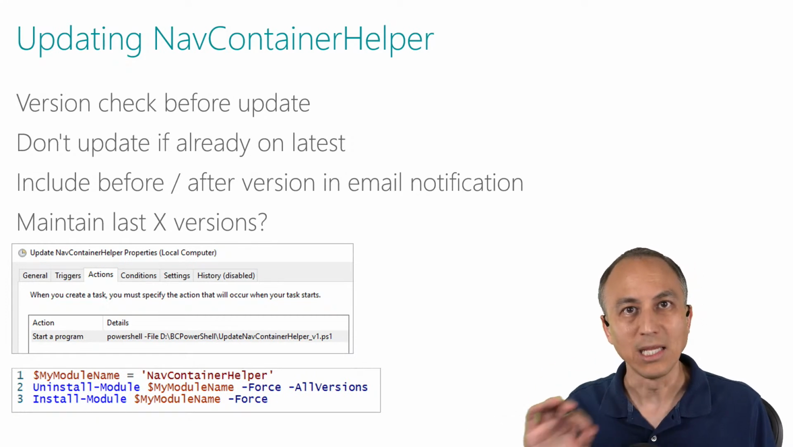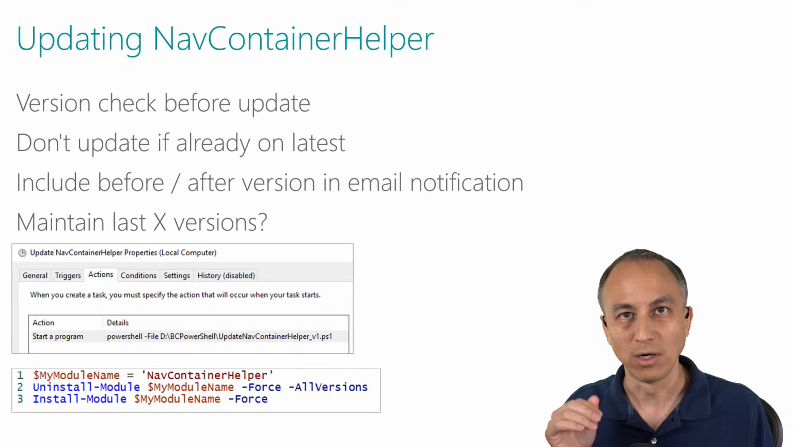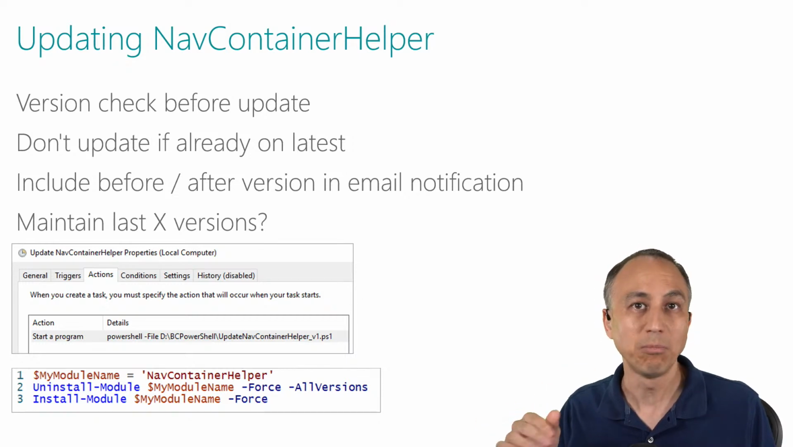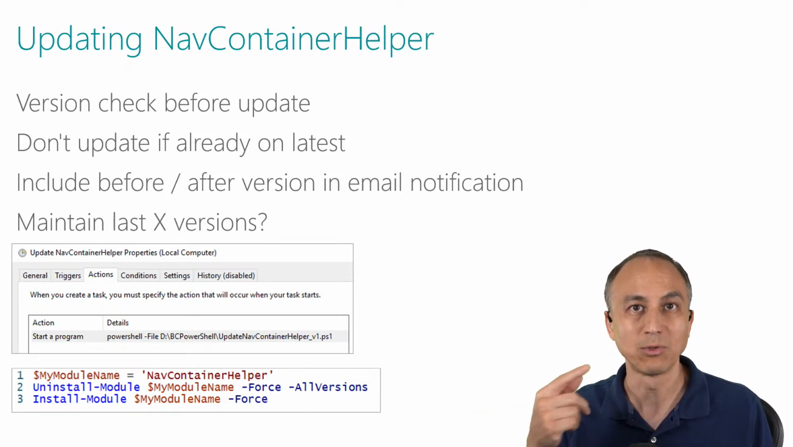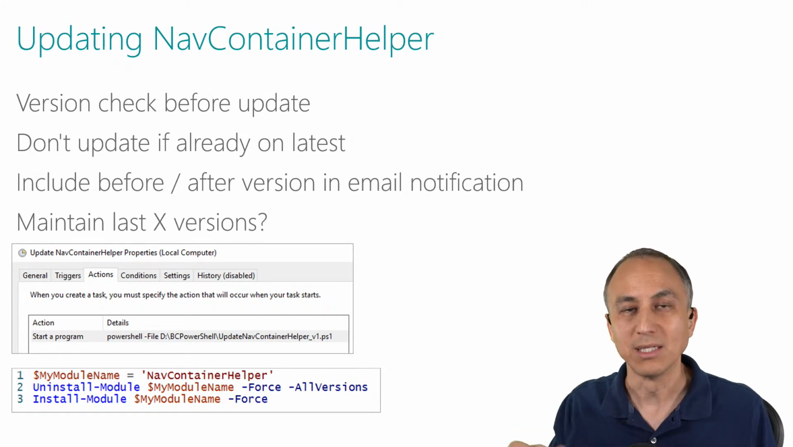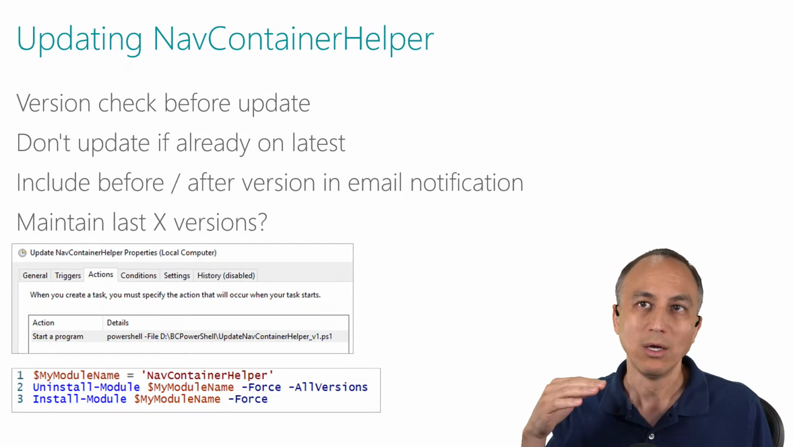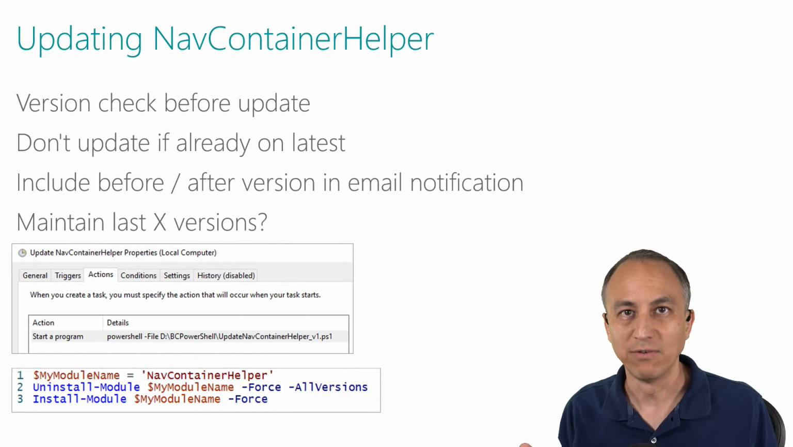Maybe I should add email notification to just confirm, hey, I've updated Nav Container Helper. Great, I did that in my last script when my Business Central container is rebuilt. I can send out an email. I know how to do that now in PowerShell. And why don't I add version detection? So if this script detects that I already have the latest version of Nav Container Helper, don't bother trying to update it.